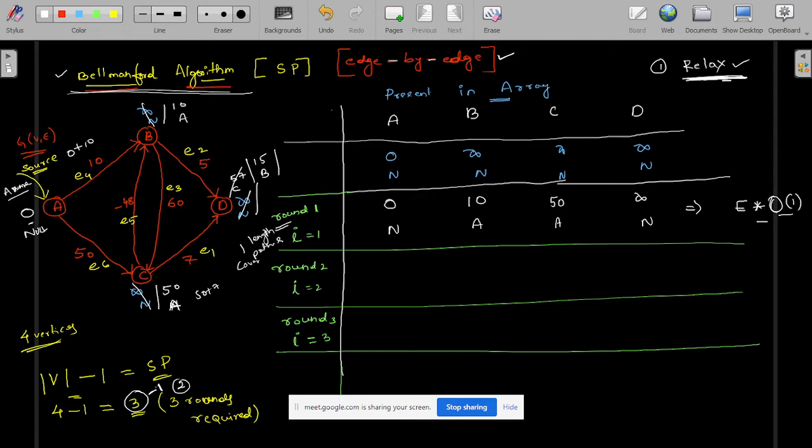Again come back here, come to E3. Now observe here, E3. 10 plus 60. B to C, there is a path. 10 plus 60, how much will it become? It will become 70. Compared to 70, 50 is less. Why should I change? I don't want to change. I will not change here. That is also over.